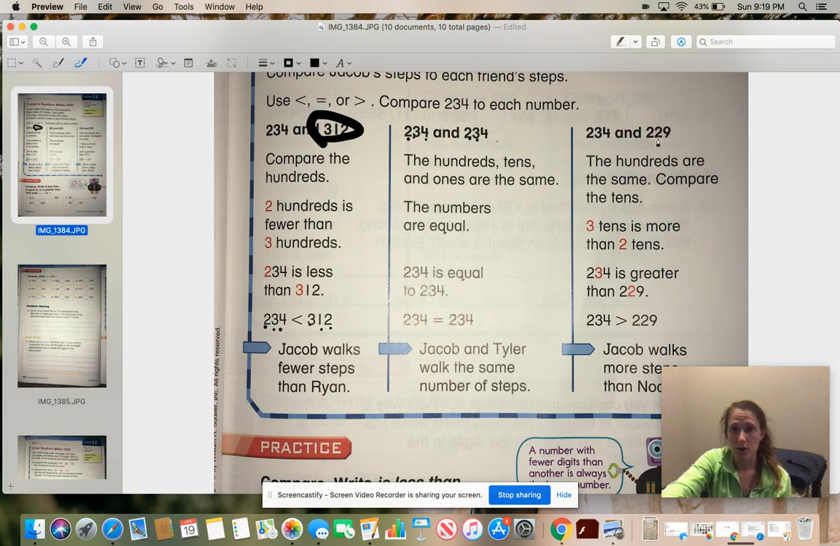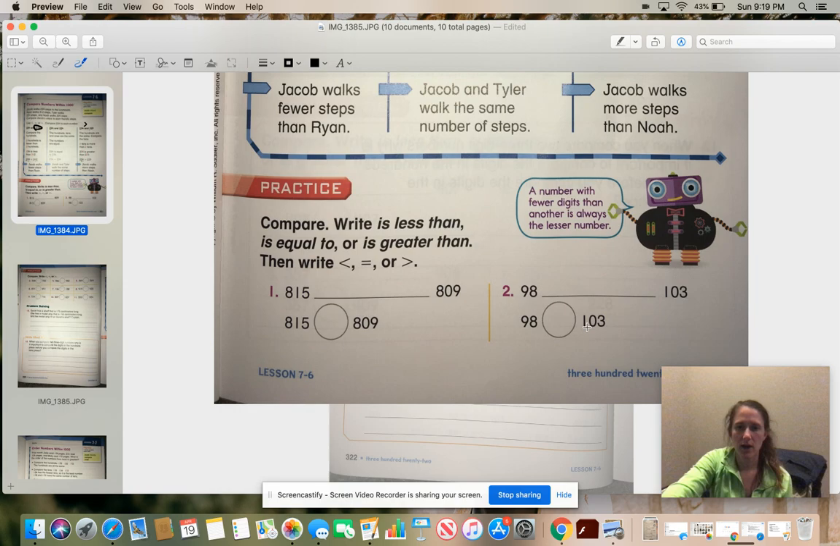234 and 229. Let's start in our hundreds place. The same. Let's go to our tens. Oh, we have a bigger number here than here. So that alligator mouth is going to want to eat the number that's bigger. You notice that the alligator mouth down here is opening up to that 234. This would read 234 is greater than 229. This is the greater than sign. Let's go ahead and practice together.